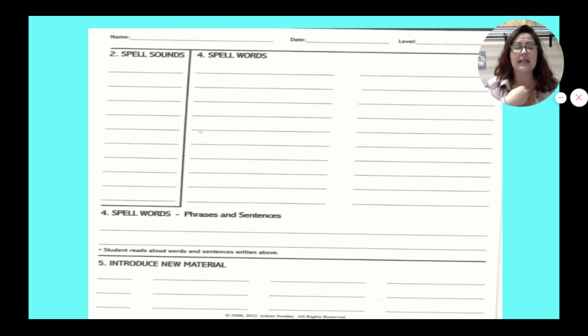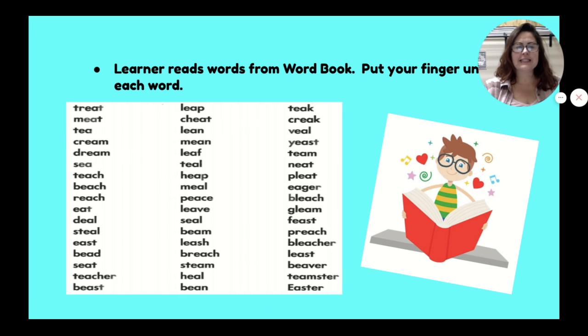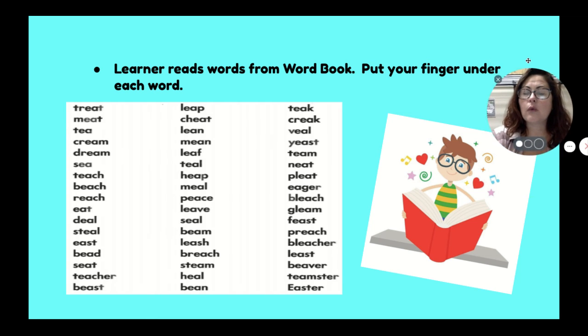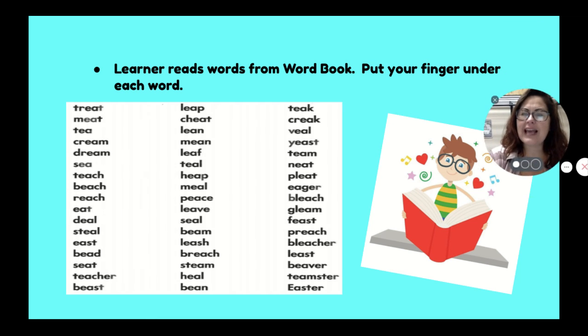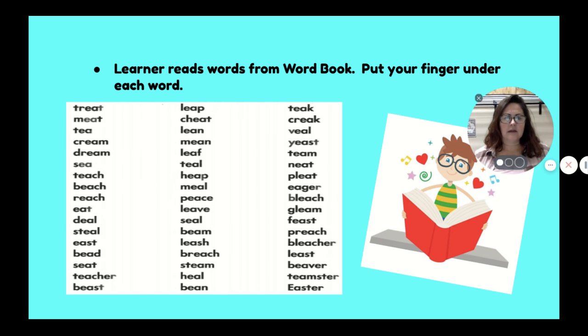Okay, now I want you to take a moment and write EA, E in the Introduce New Material section on the small lines in number 5. Okay, now you're going to take a minute. We're going to practice reading words that use EA to represent the E sound. So pause the video and read all 3 columns.